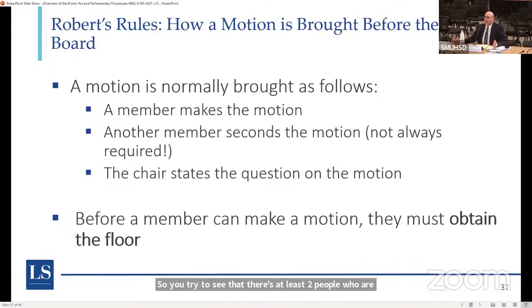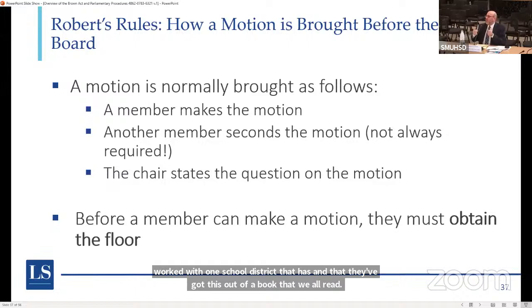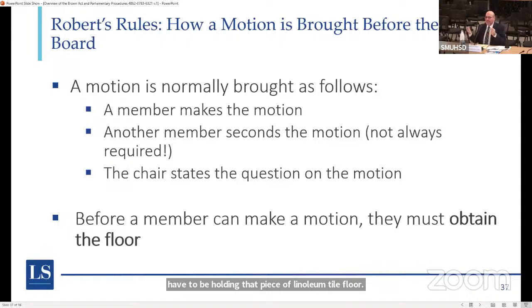Again, the board member who makes the motion is supposed to obtain the floor first. What does that mean? You're supposed to be recognized before you speak as a board member and make the motion. I work with one school district that has a little piece of linoleum tile floor, and you have to be holding that piece of linoleum tile floor to be recognized as the speaker. They did it because they kept talking over each other. After a couple months of having this little piece of floor, they got the point and they stopped interrupting each other. Yeah, a talking stick. I worked with another district that used the talking stick.